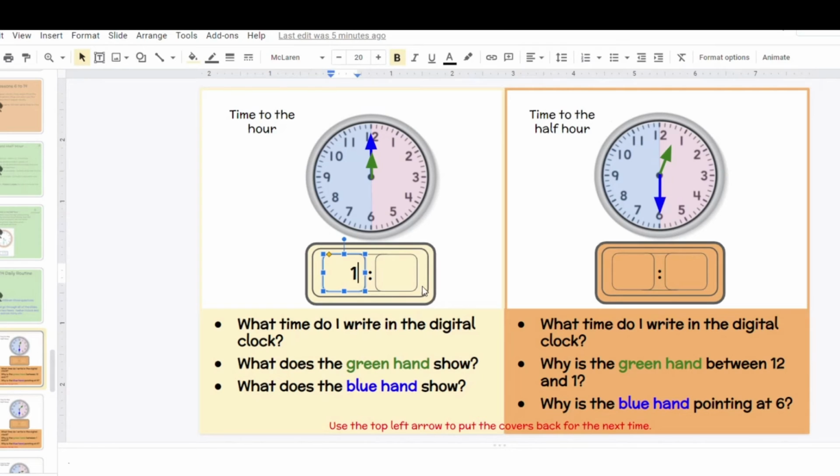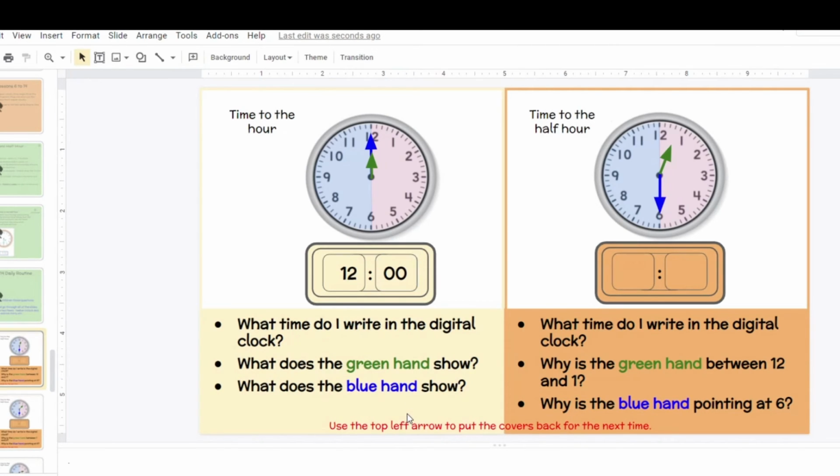Okay, so what time do I write in the digital clock? Class, 12 o'clock. What does the green hand show? Class, hours. What does the blue hand show? Class, minutes. What time do I write in the digital clock? Think about it. Class, 12:30.